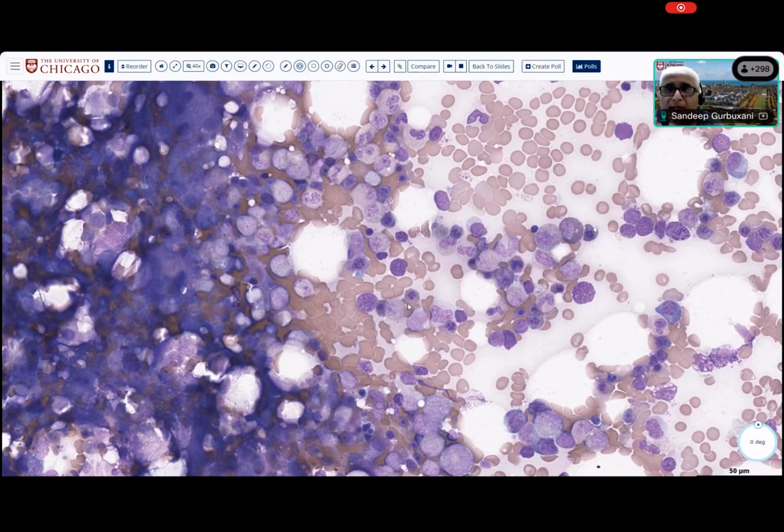Feel free to put your answer in the chat, and if any of the other participants want to put your answer in the chat, feel free to do that. This is the cell I'm pointing to, and if somebody wants to say what it is, erythroid. I think we don't quite know if this is megaloblastoid or normoblastic, but it is an erythroid precursor.